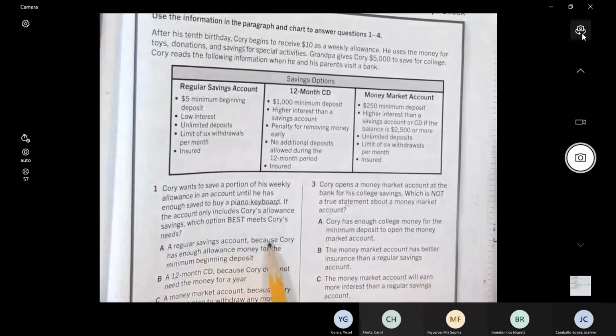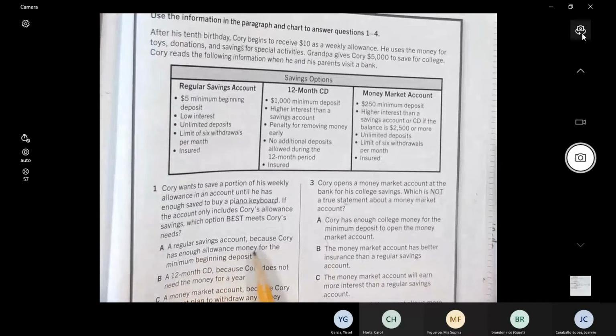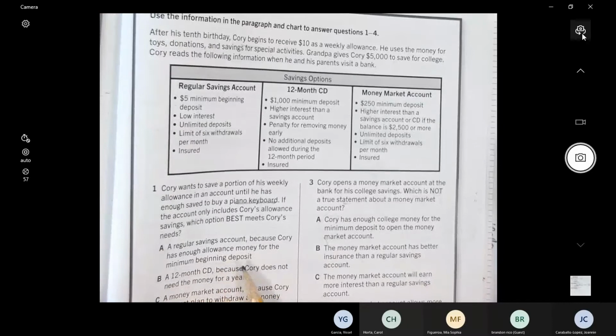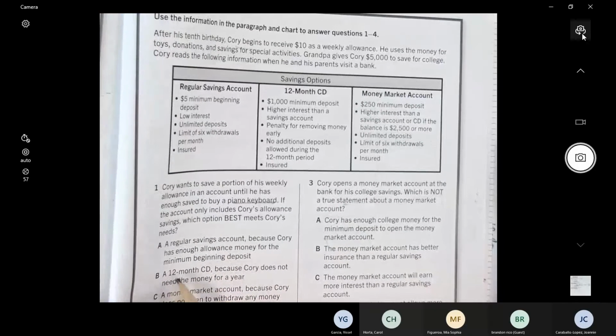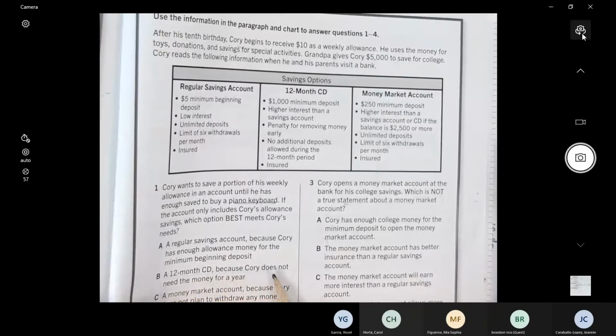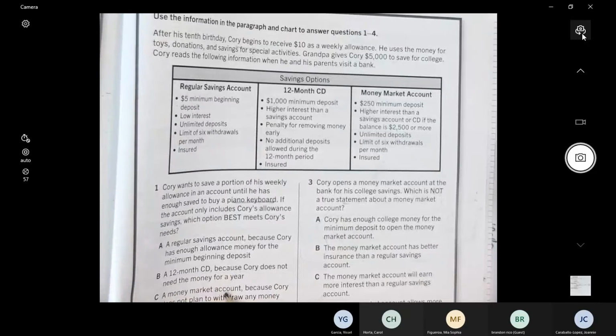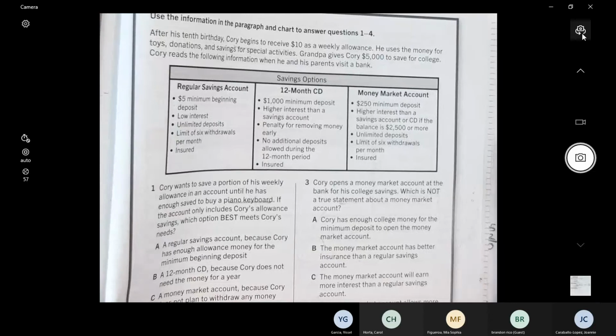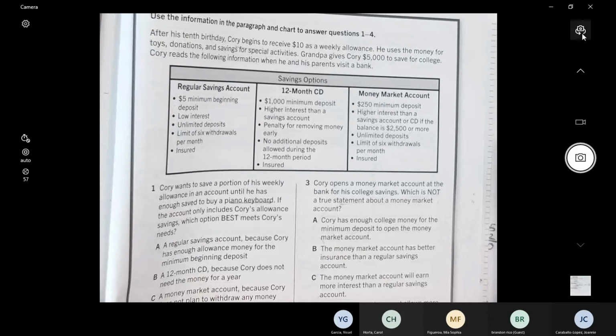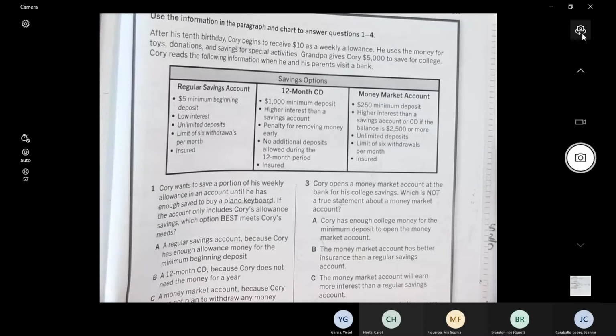A, a regular savings account because Corey has enough allowance money for the minimum beginning deposit. B, a 12-month CD because Corey does not need the money for a year. C, a money market account because Corey does not plan to withdraw any money. D, a 12-month CD because Corey will not need to make a deposit for at least 12 months.